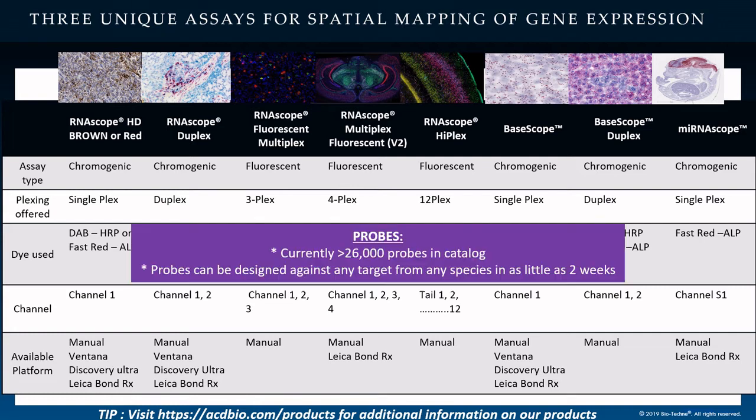In addition to all of these targets, ACD offers a wide variety of catalog probes, with over 26,000 probes currently available. Although, if your probe of choice is not available in catalog, and as long as you know the sequence of your gene of interest, probes can be designed for any targets from any species in as little as 2 weeks.